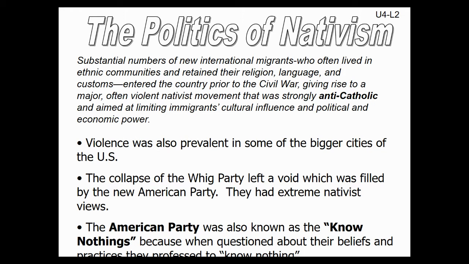We will see the collapse of the Whig Party, and we'll see this new party develop, the American Party. They had extreme nativist views. The American Party also became known as the Know Nothings. This was a new era of nativist policies. They were called the Know Nothings because when people questioned them about the American Party's beliefs, they would always say, "I know nothing." Right?